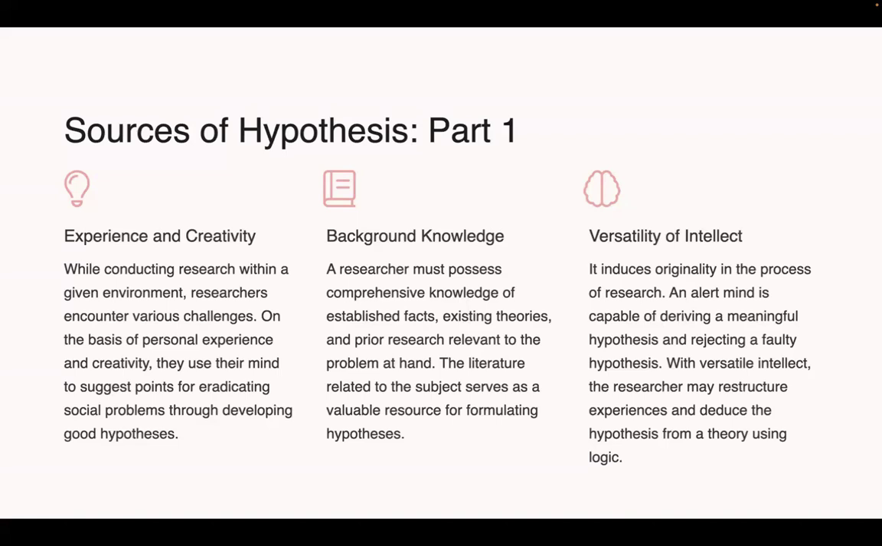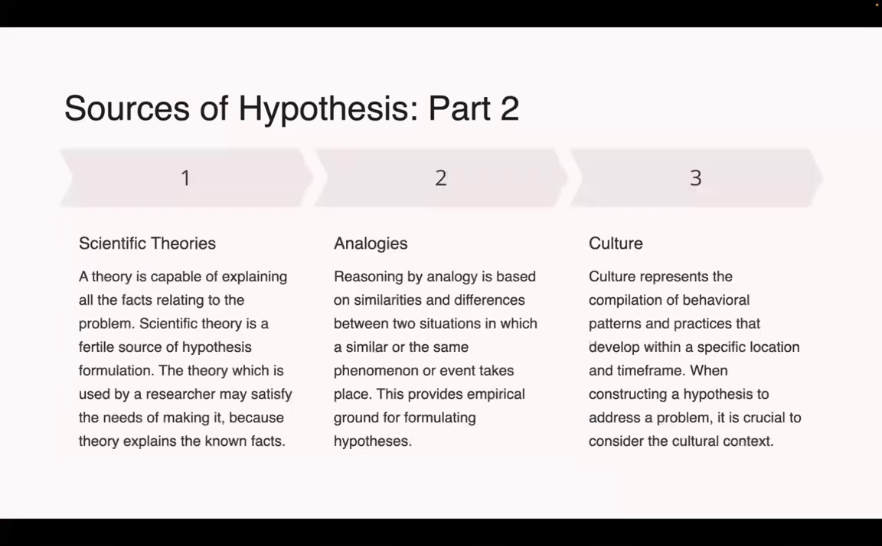Then a researcher may have background knowledge, otherwise he or she would not conduct research on a particular topic. So that background knowledge of existing theories and prior research will also be useful. And third is the versatility of intellect. Then and there, you are trying to apply your mind and deriving a meaningful hypothesis, rejecting a faulty hypothesis. It provides a kind of creativity during the research, and some existing scientific theory can be a fertile source for hypothesis formulation.